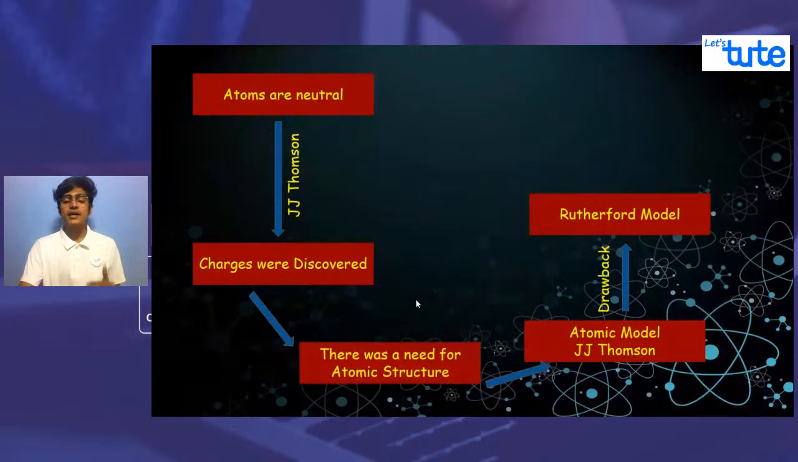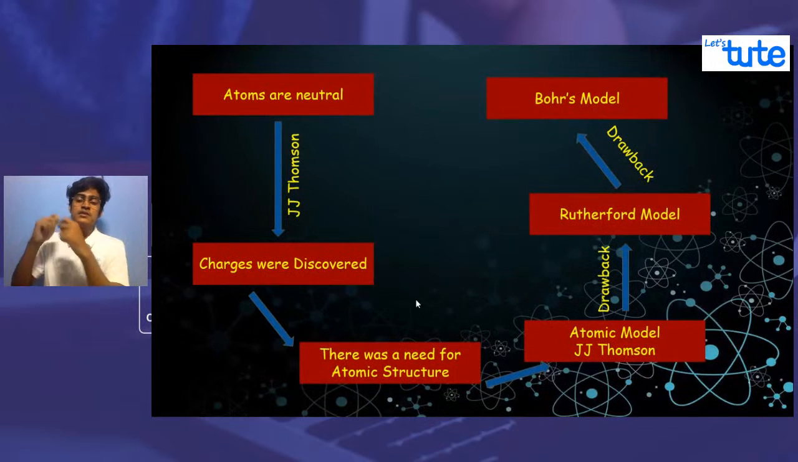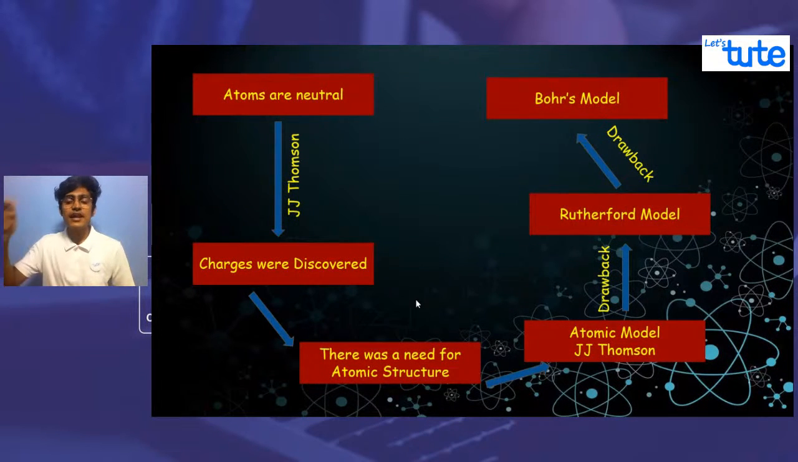Now, there were some drawbacks of Rutherford's model also, because he wasn't able to explain why electrons revolve around the nucleus, or how they revolve around the nucleus without falling into it. The theory was that if electrons are revolving around the nucleus, they would radiate energy, and if they radiate energy, ultimately they would fall into the nucleus. But this wasn't happening, because it would make the whole atom very unstable.